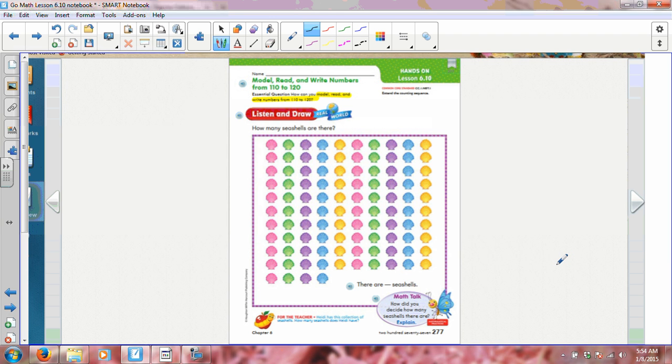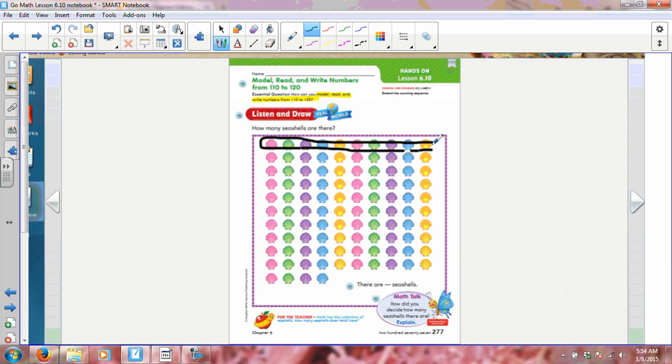Now, instead of counting by ones, like 1, 2, 3, 4, 5, there is an easier way to count these seashells. Now, I want you to try to find groups of 10 to count these. Now, there's an easy way to do that. You could go 1, 2, 3, 4, 5, 6, 7, 8, 9, 10. Look at this. This row is a group of 10.